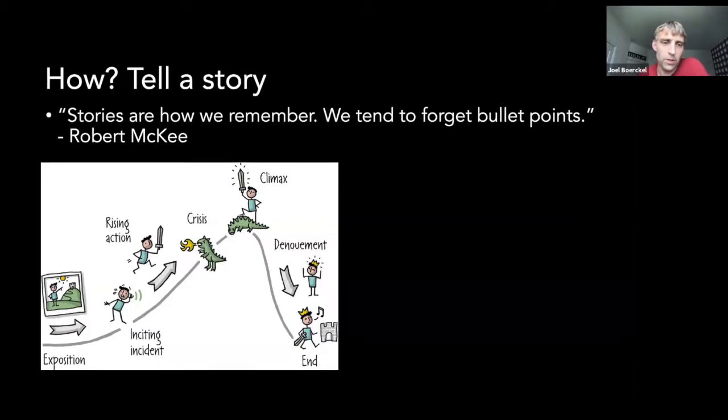So Robert McKee was this screenwriter who now gives seminars on how to tell stories for screenwriters and artists. And he said the stories are how we remember. We tend to forget bullet points. And so when you give a talk, you're going to have slides, and those slides are going to have bullet points on them, right? But people are not going to remember the bullet points. What they're going to remember is the story that you tell with your data.